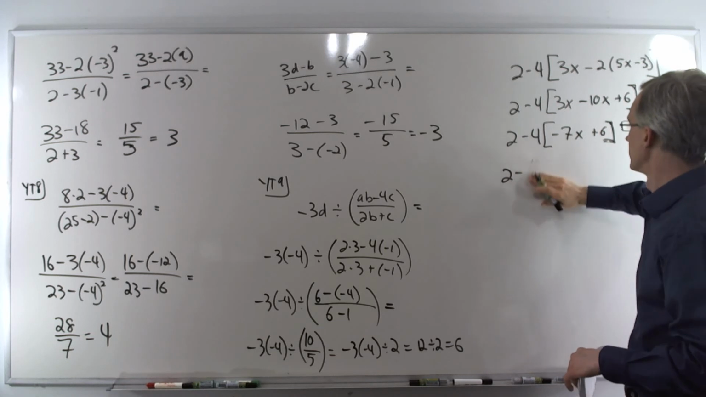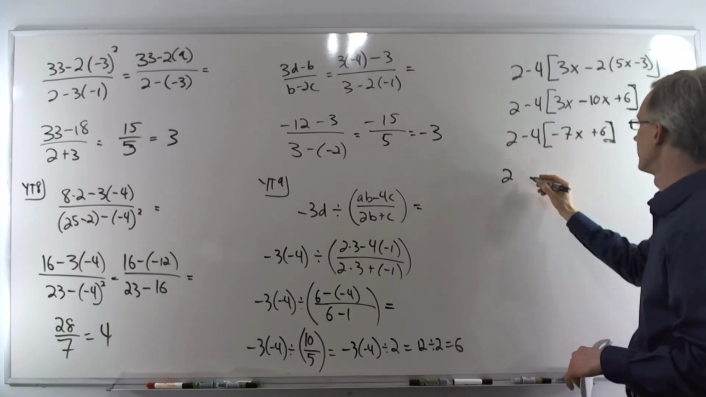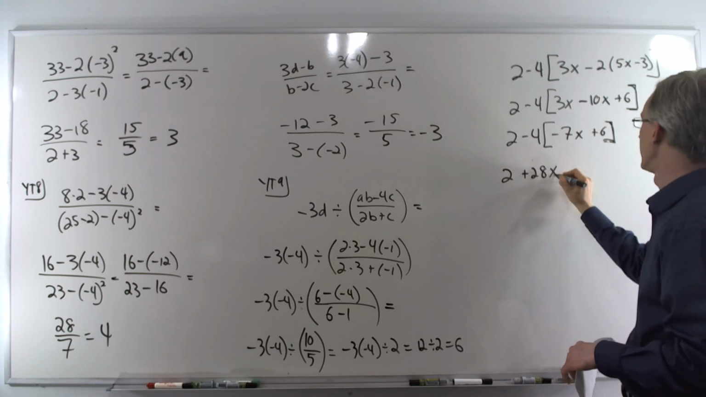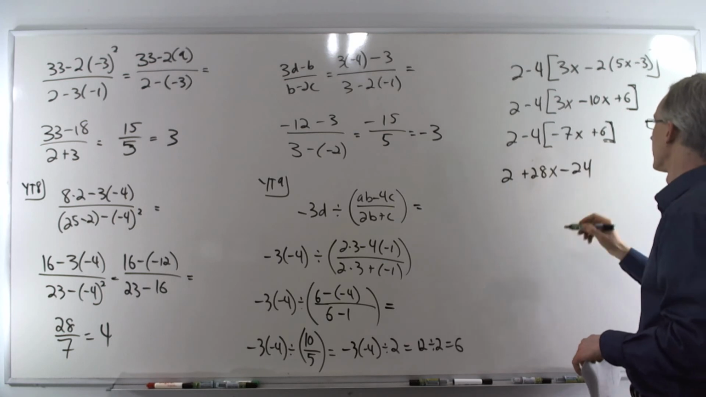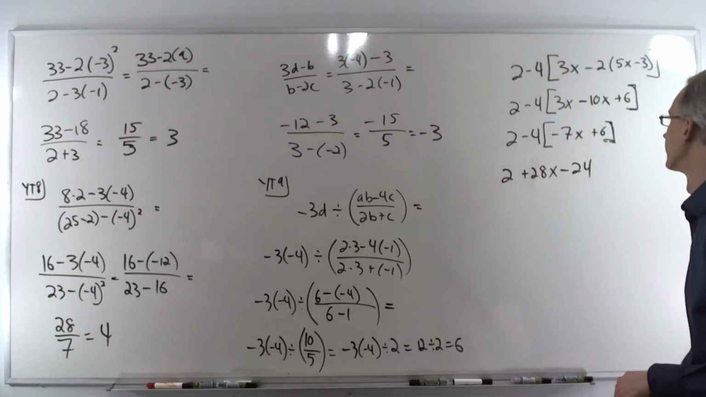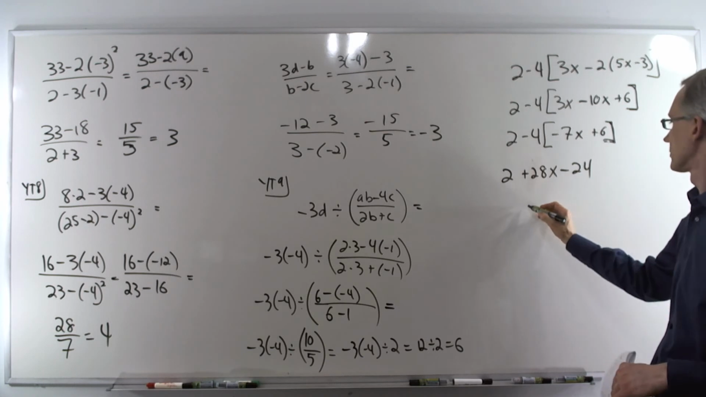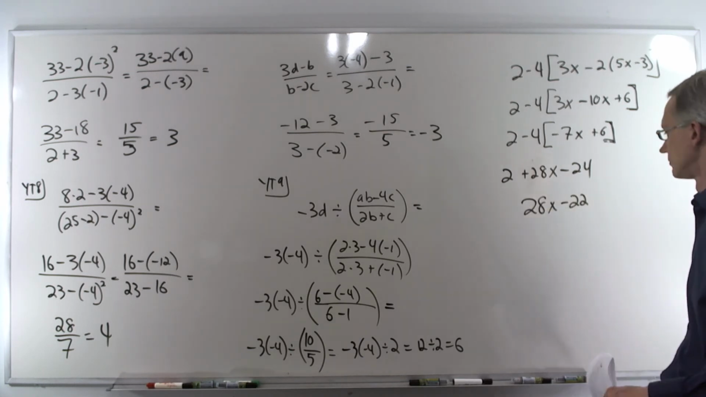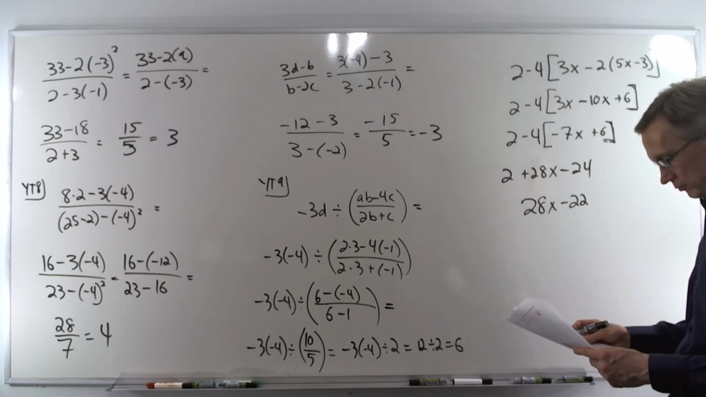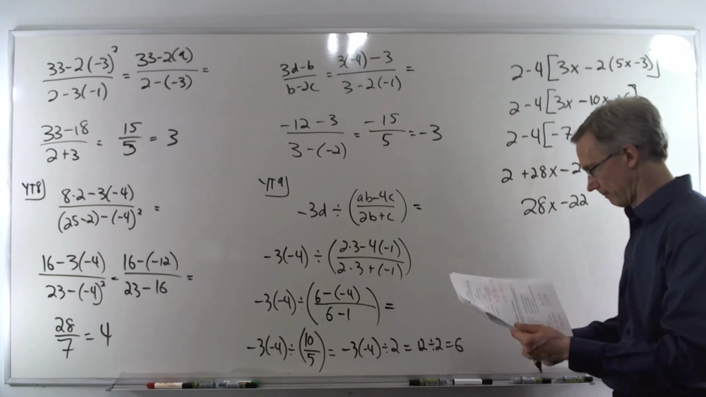All right, we're distributing negative 4 into the parentheses. Negative 4 times negative 7 is positive 28, so plus 28x. And then negative 4 times positive 6 is negative 24. Now we'll combine like terms. 2 and negative 24, so we got 28x minus 22. Your turn, number 10.